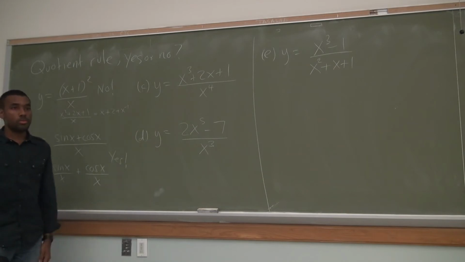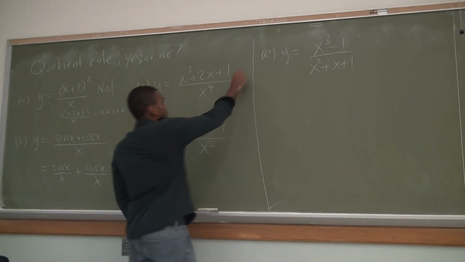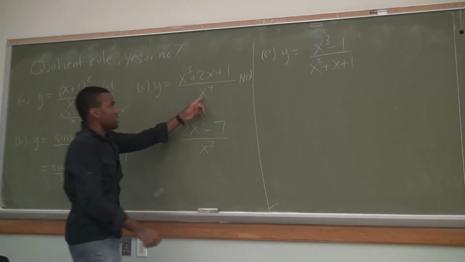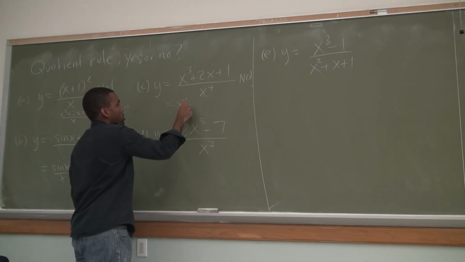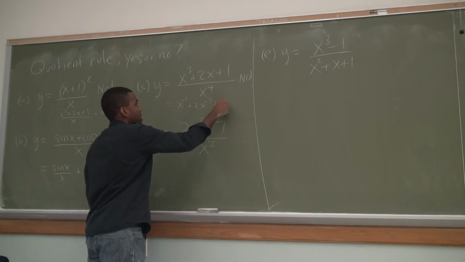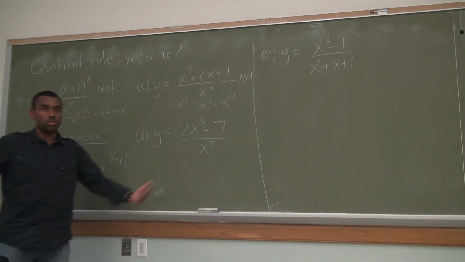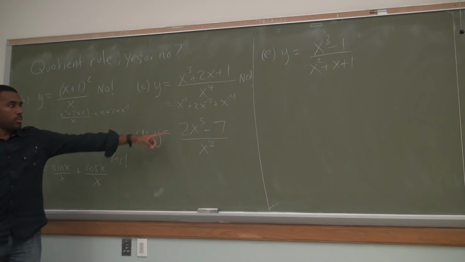What about this one? No, right? For the same reason as before. It seems to divide x into these guys. This is just x to the minus 1 plus 2 x to the minus 3 plus x to the minus 4. Use the power rule. Right?